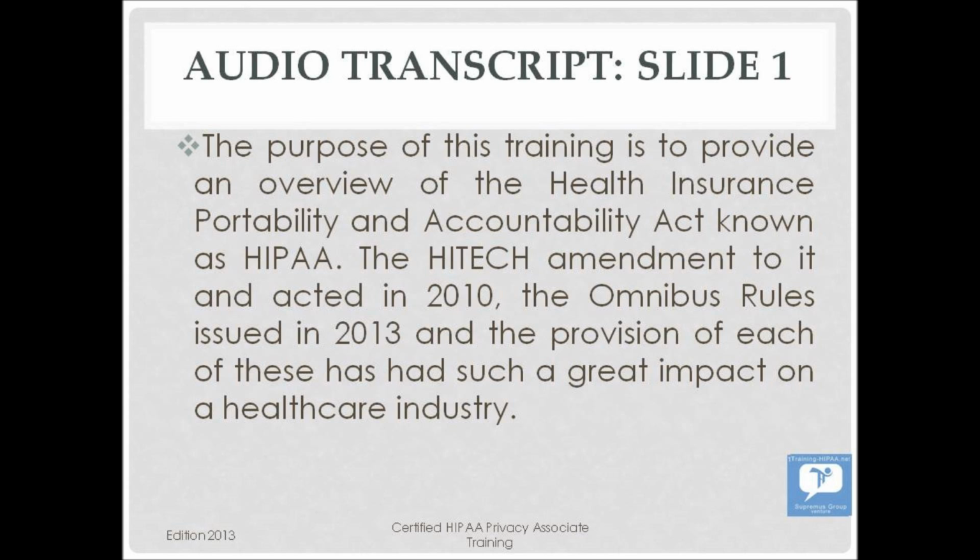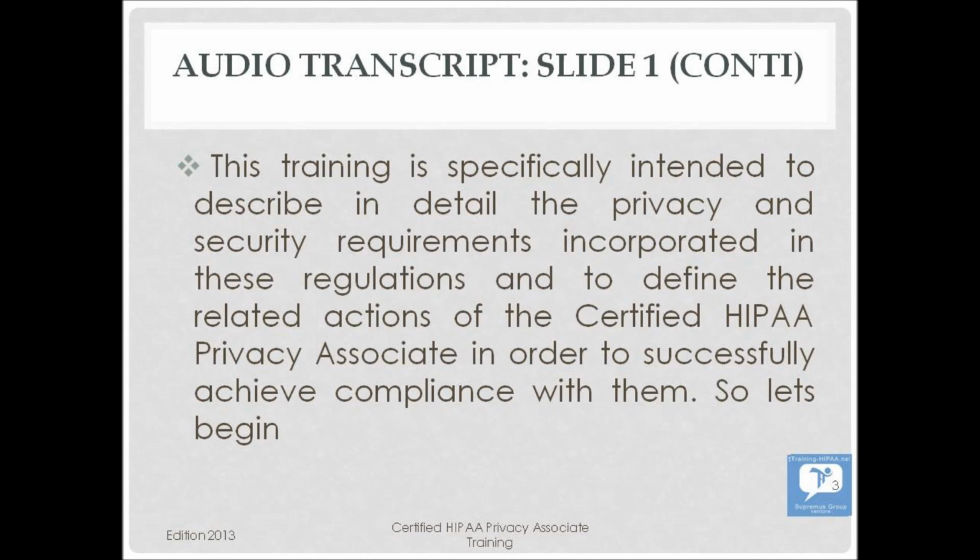The purpose of this training is to provide an overview of the Health Insurance Portability and Accountability Act, known as HIPAA, the HITECH amendment to it enacted in 2010, the Omnibus Rule issued against it in 2013, and the provisions of each of these that have had such a great impact on the healthcare industry. This training is specifically intended to describe in detail the privacy and security requirements incorporated in these regulations, and to define the related actions of a certified HIPAA privacy associate in order to successfully achieve compliance with them.